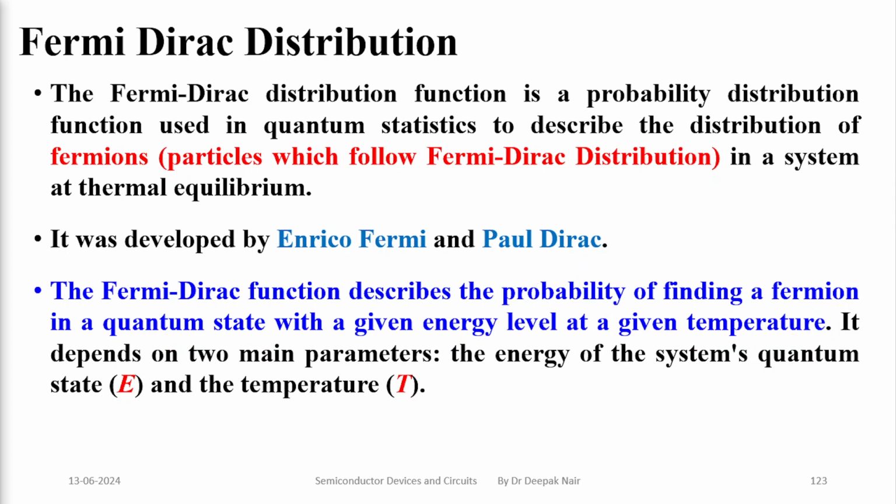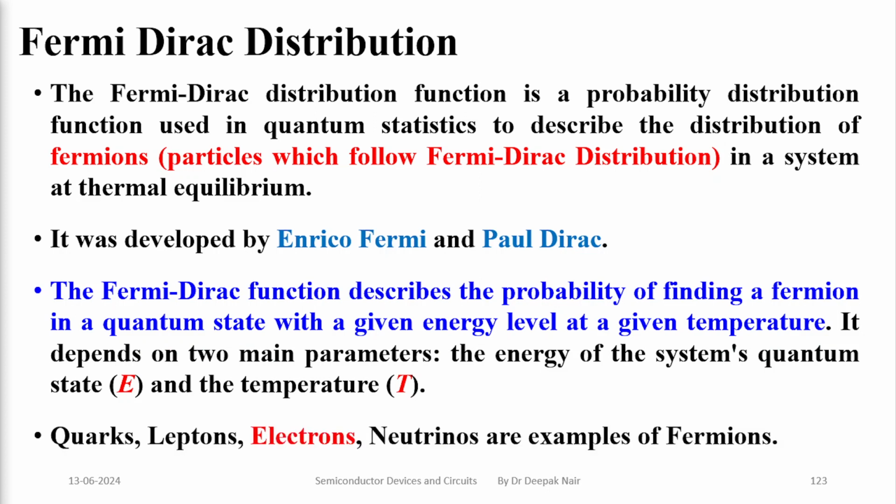Now the question comes, what are fermions and why do we have to go through Fermi Dirac distribution when we have to study semiconductors? Basically, fermions is a family or collection of different types of charge carrier particles like quarks, leptons, electrons, neutrinos and so on. And here we can see electron falls in the family of fermions. Therefore, electrons also follow the Fermi Dirac distribution function. So this is the main concept which is making us study Fermi Dirac distribution.